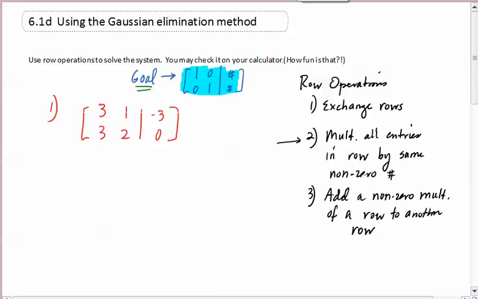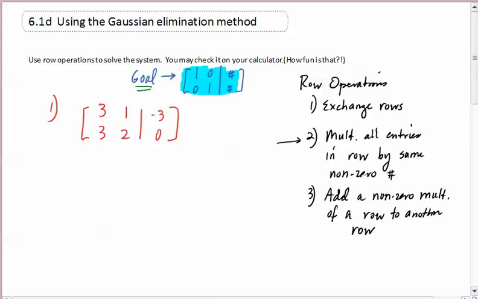Let's take a look now at using Gaussian elimination. And that really is just using row operations to solve a system. So we're also going to check it on the calculator, right? That's always fun. So let's take a look at what we're doing here. I'm going to take a look at what we mean by row operations. Well, here's what we mean by row operations.